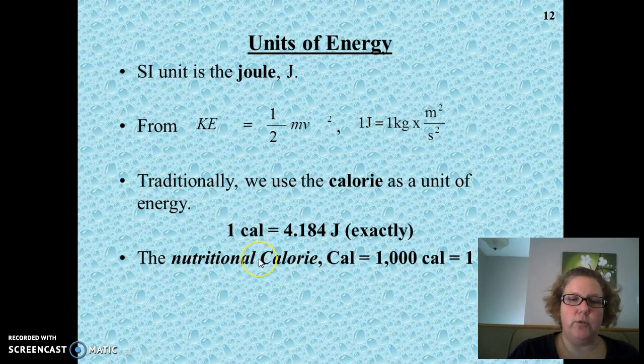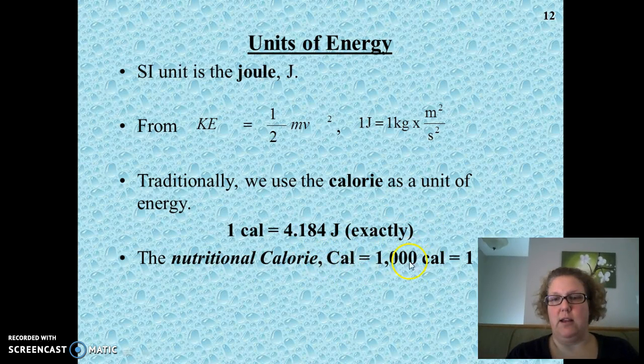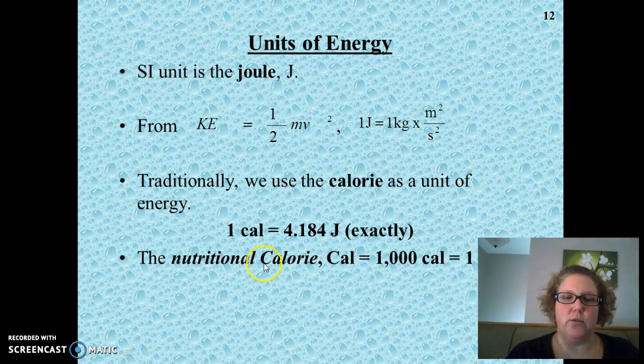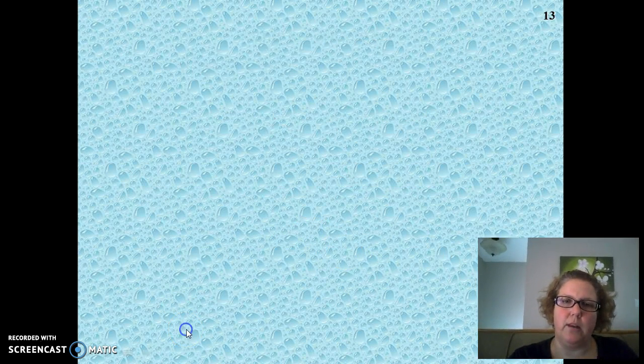Now, on our food labels, we have a different kind of calorie. That's called a nutritional calorie, and it's capitalized. Okay, a nutritional calorie is 1,000 science calories, or a kilocalorie. It's KCAL, kilocal. So if a soda has 120 calories, each one of those is 1,000 science calories, or 4,184 joules in a nutritional calorie.